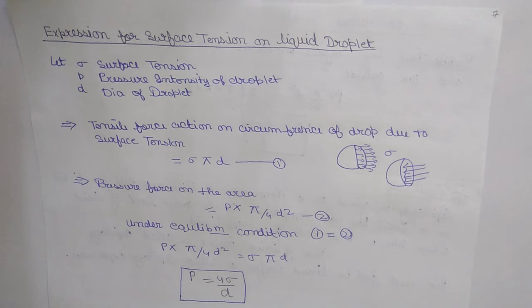Pressure force on the area is given by P into pi by 4 d square. We mark it as our second expression. Under equilibrium condition, both expressions are equal. So we can say P into pi by 4 d square is equal to sigma pi d. From here we get the expression of pressure, that is P is equal to 4 sigma upon d.